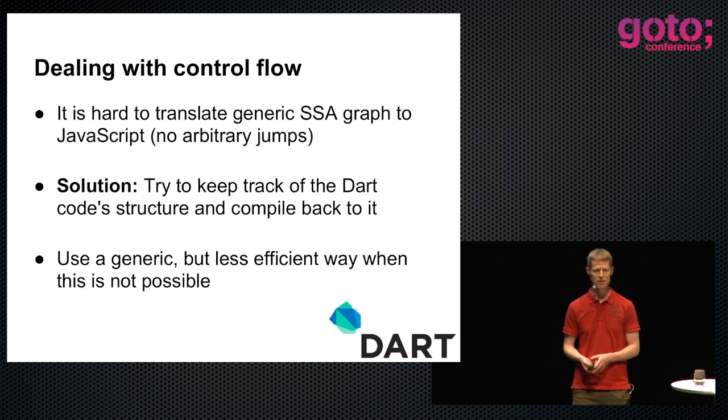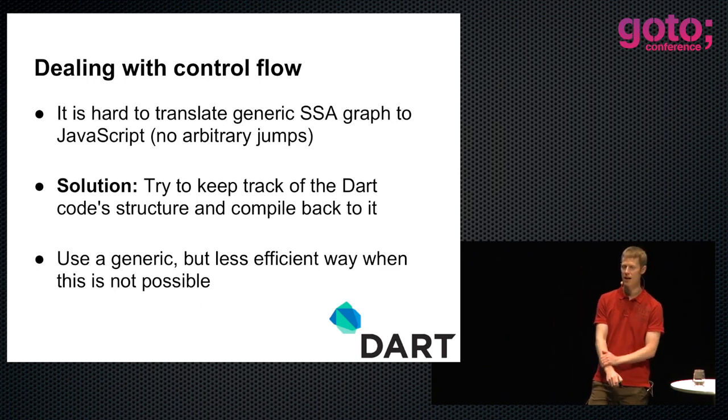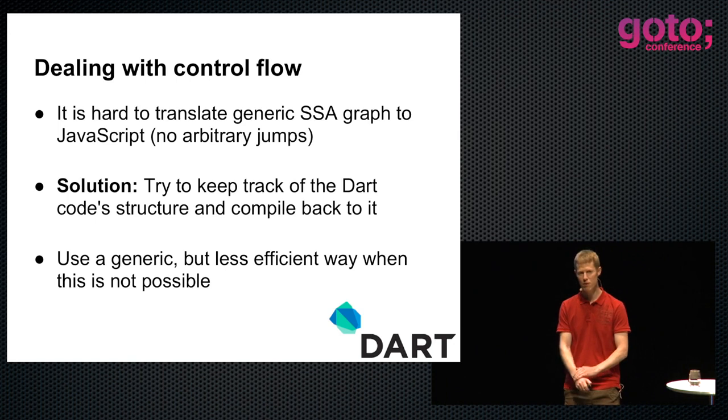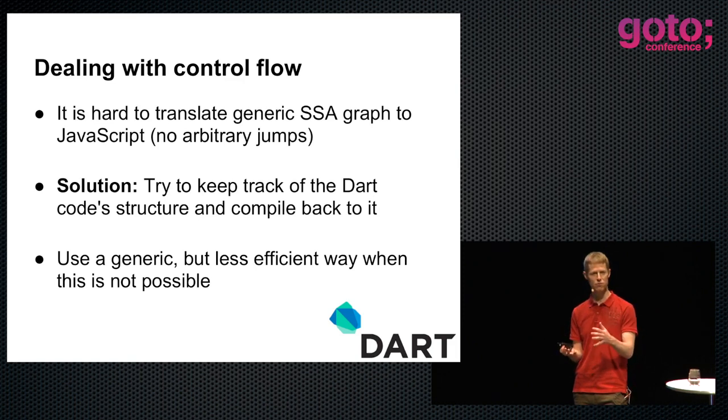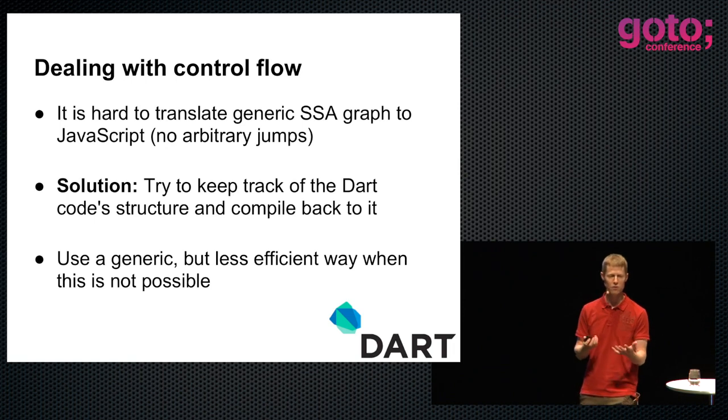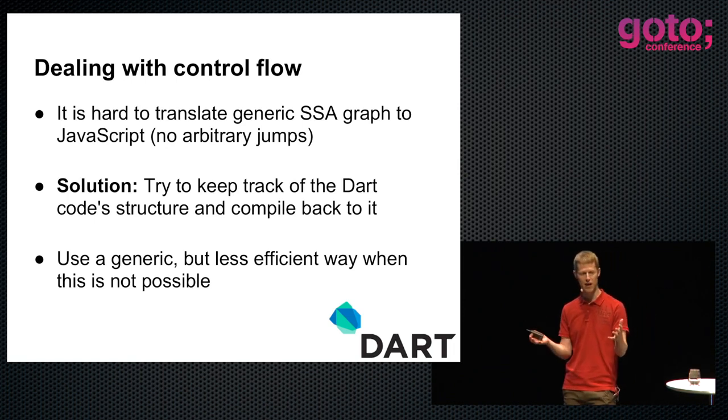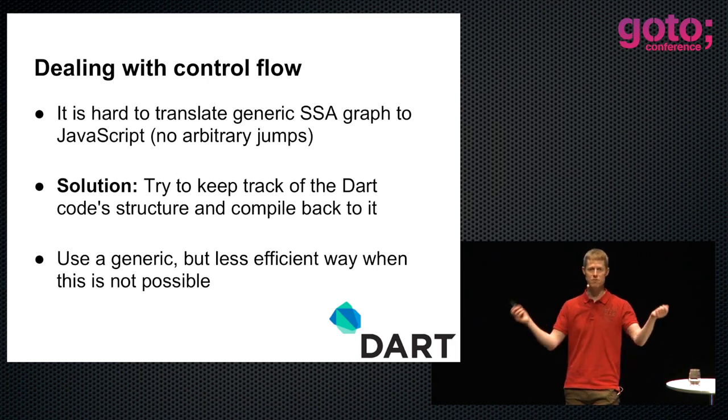So one thing I want to say about dealing with control flow in the code, we would generate this SSA form, and it's kind of hard for us to take that form and compile it to nice-looking JavaScript. The examples I've shown you hopefully don't look too foreign, but it's actually kind of hard to translate a generic graph that has arbitrary jumps between basic blocks to something that looks like JavaScript.